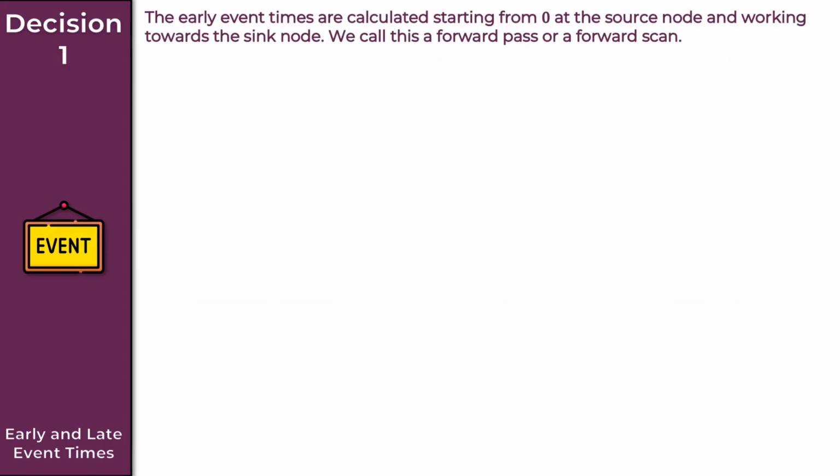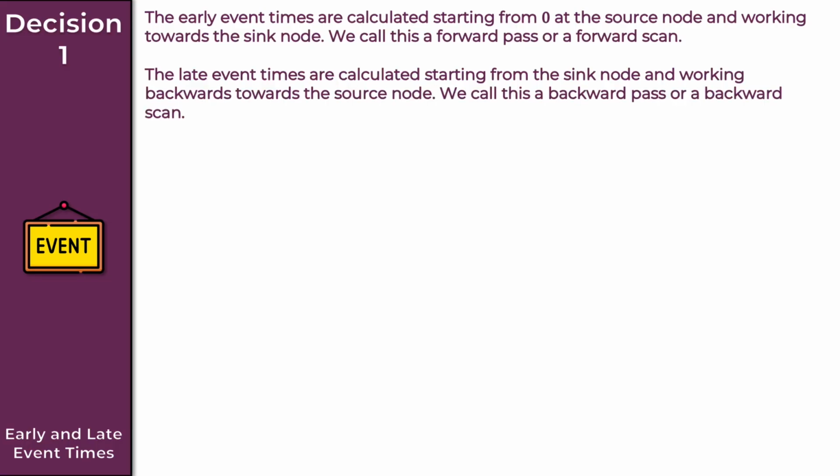Now, the early event times are calculated starting from 0 at the source node and working towards the sink node, and we call this a forward pass or a forward scan. And the late event times are calculated starting from the sink node and working backwards towards the source node, and we call this a backward pass or a backward scan. And just so you're aware, you can use either of these names interchangeably.